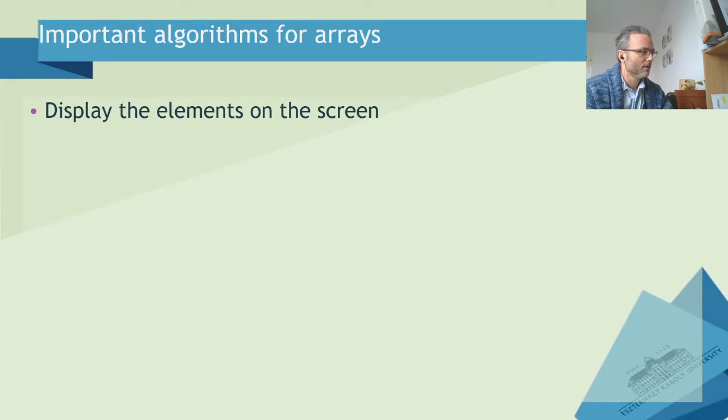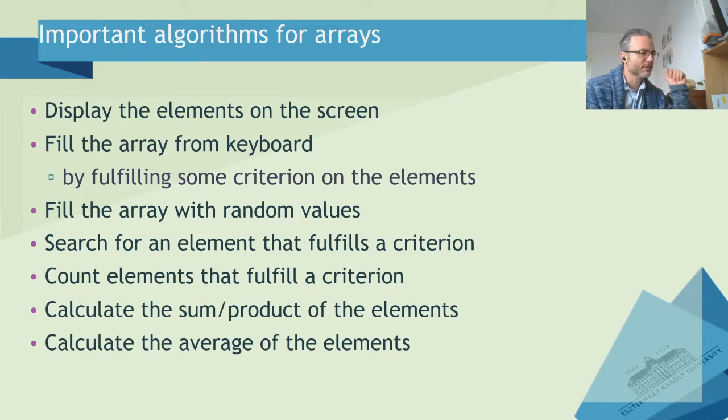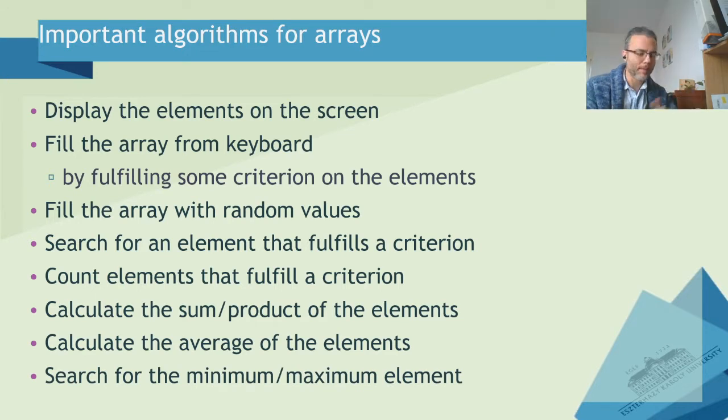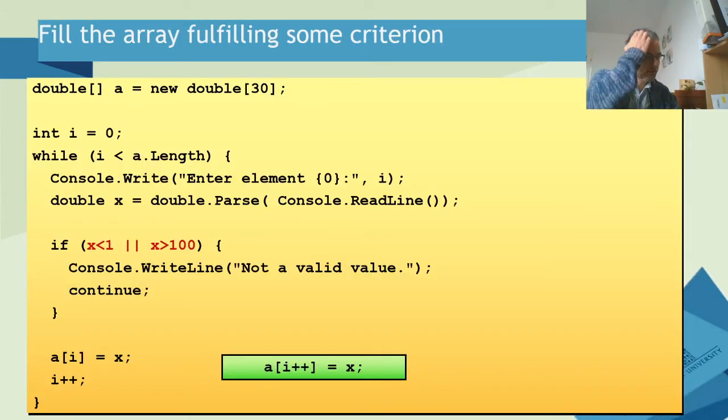Okay, so these are very basic algorithms with a typical implementation, and if you know this typical implementation, this can come handy, for example, in your test. So let's look at some of those typical implementations. So this is about filling the array with elements, but also to check if the element fulfills a given criterion.